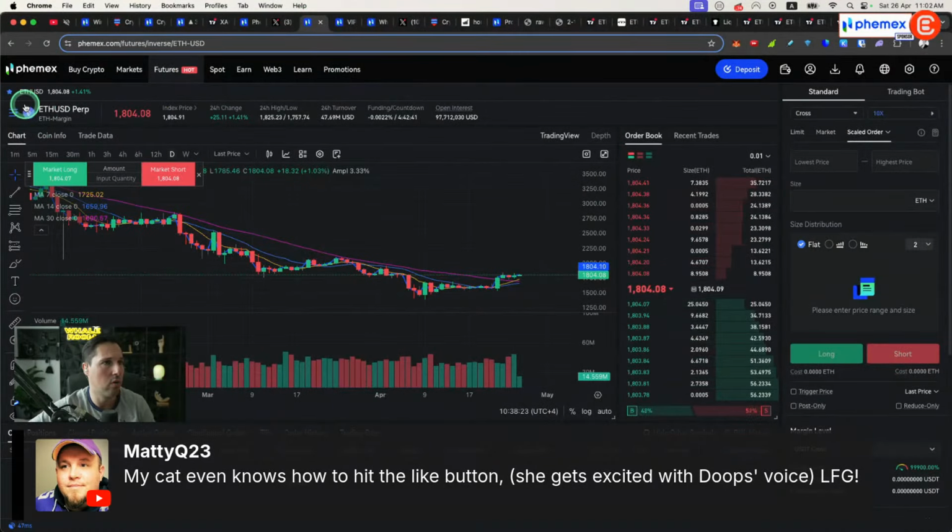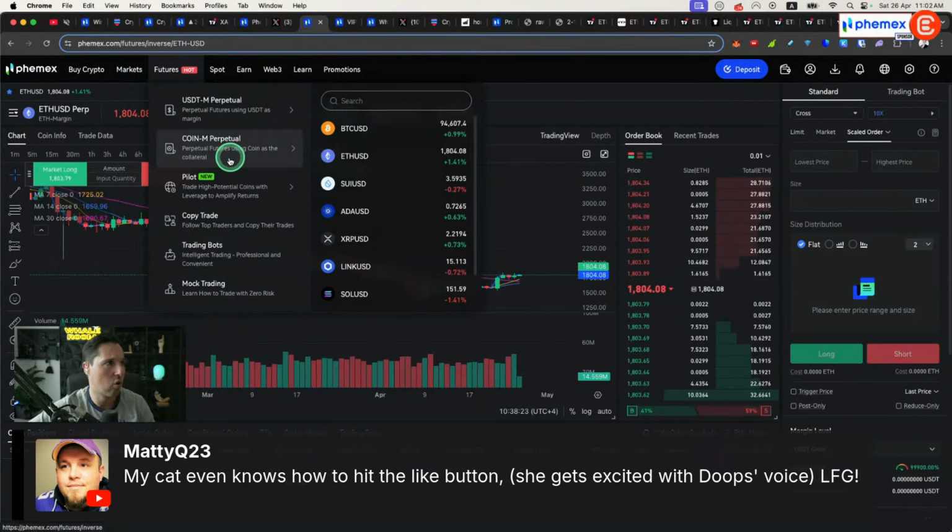So here's the trade setup. Where do you go? Well, once you've deposited Ethereum onto the exchange, you're going to be going through over here to futures, coin margin, perpetual. So you click on that. And then, of course, we're going through to Ethereum, right? So there it is. Let's just let that load up.